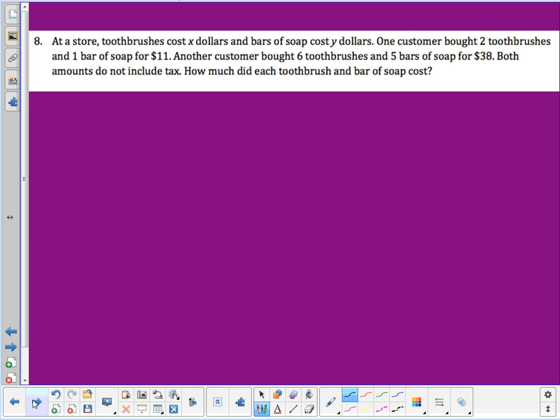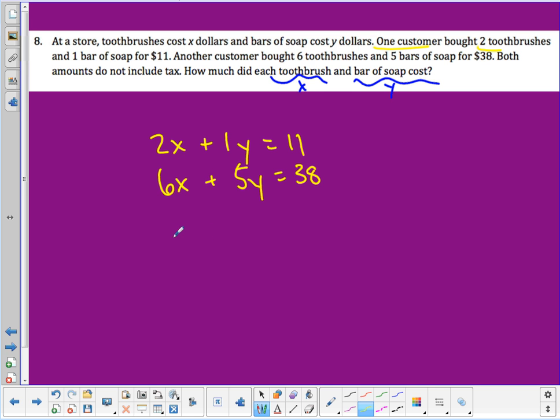So again, the first thing that you want to identify is what are you trying to find? How much did each toothbrush and bar of soap cost? So I'm going to call my toothbrushes x and my bars of soap y. Now I have an equation for each customer. It says one customer bought 2 toothbrushes, that's 2 times x, and 1 bar of soap, so that's 1 times y, for $11. Another customer bought 6 toothbrushes and 5 bars of soap for $38.